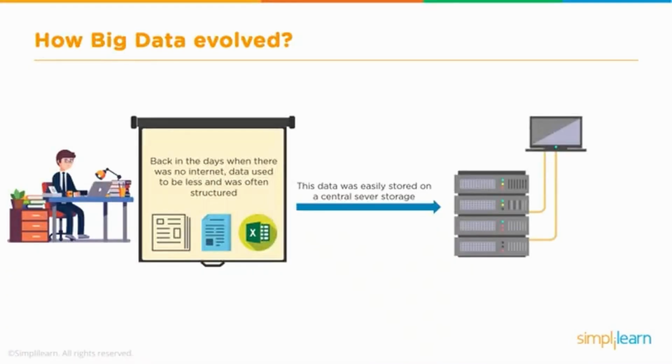Now, we have already discussed how big data evolved. Back in the days when there was no internet, data was less and most probably structured, although organizations have always given a lot of importance to data, right? However, this data was easily stored on a central server storage, or we could say all the data was stored in one place. And as I mentioned earlier, the chances of 100% of data being online were less. In fact, you would have 20 or 30% of data which would be online, and the rest of the data would be archived.